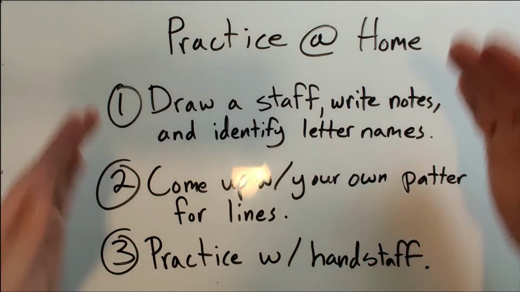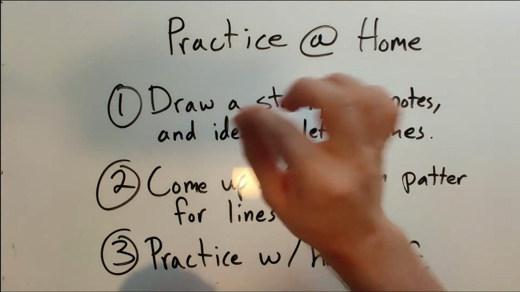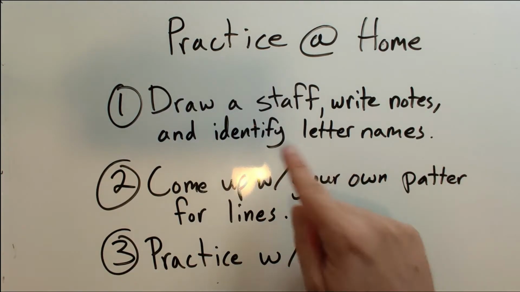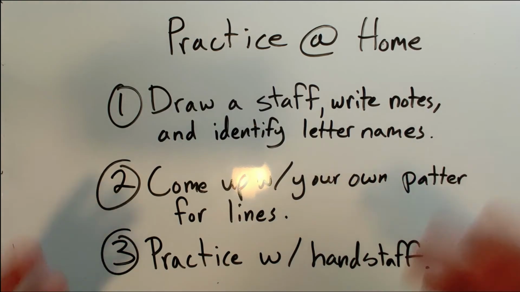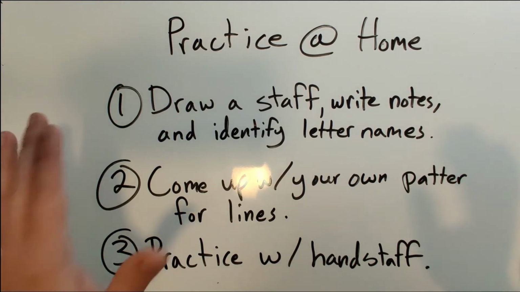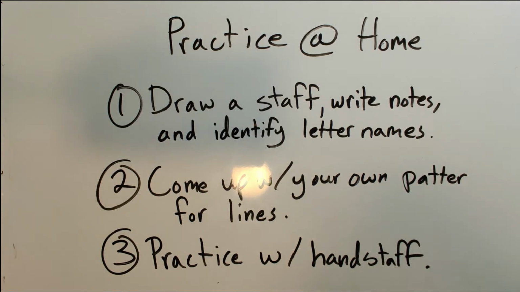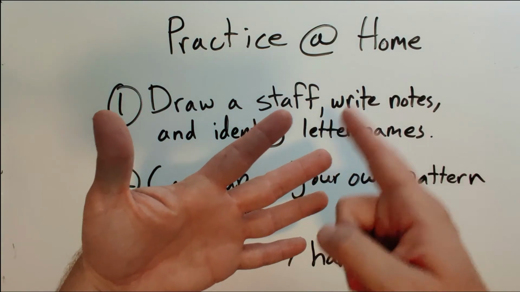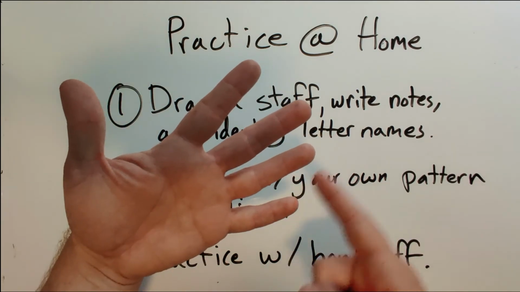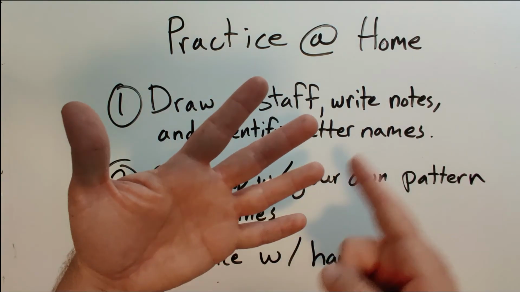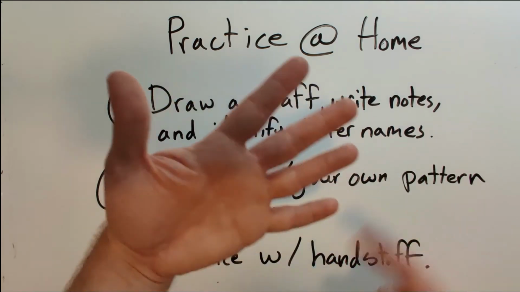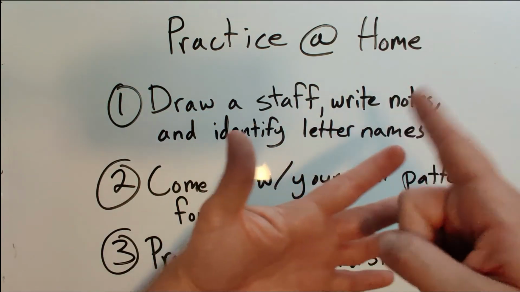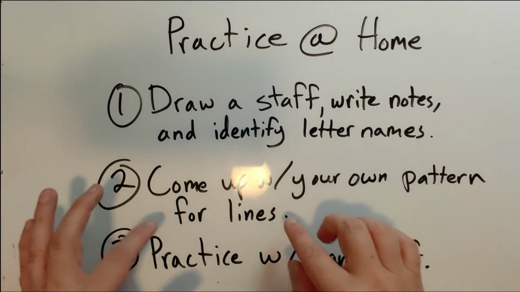Before we go, here's some practice stuff to do at home. 1, draw a staff, put in some notes, and identify the letter names of each one. So that's a good way to start practicing how to be a songwriter. Number 2, come up with your own pattern for the lines. I've seen so many different ones. You don't always have to do every good boat does float. Some people use Elvis guitar broke down Friday, or every giraffe buys donuts forever. Go ahead and create your own pattern.